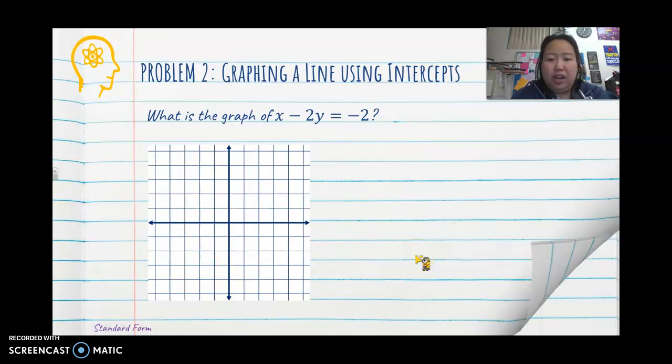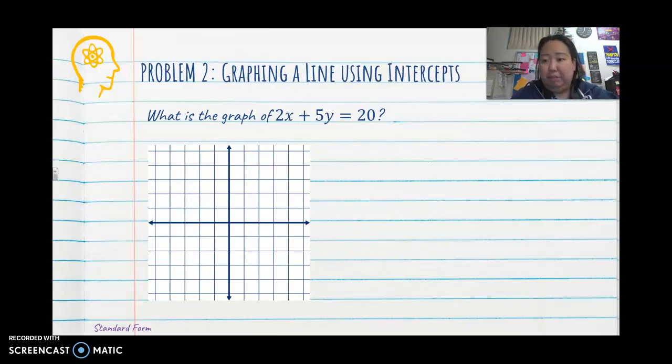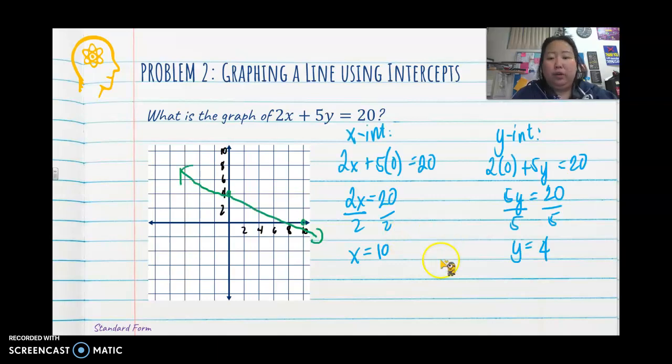So let's try the next example. Do this one on your own. Use the intercepts to graph your line. Go ahead. So in this case, we have 2x plus 5y equals 20. The points that we will use: the x-intercept will be at 10, and another point, our y-intercept, will be at 4. And so our line will be something like this.